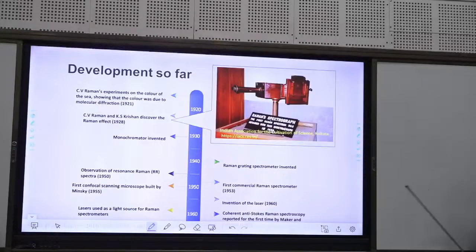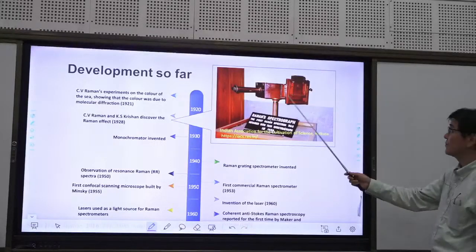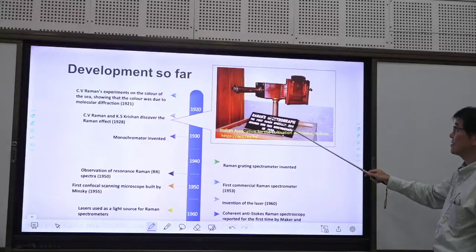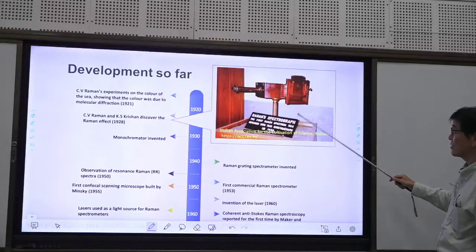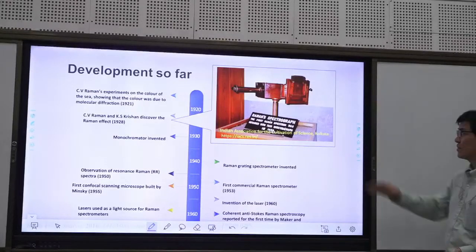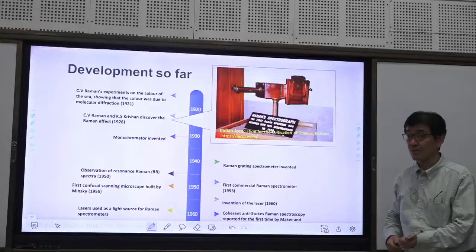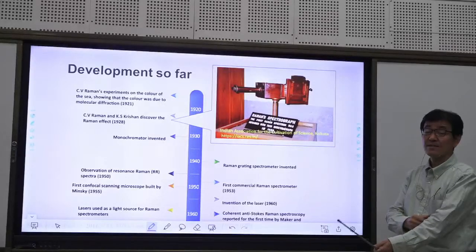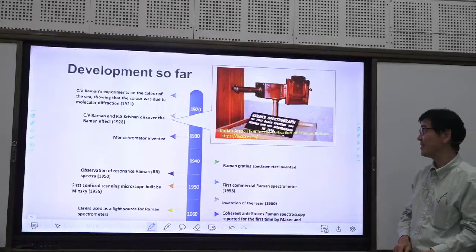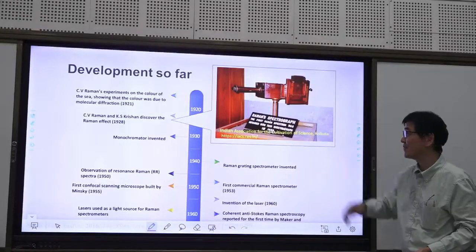At that time, he used these instruments. This is Raman's spectrograph, and you can find it in Kolkata. I want to visit there, but I had no chance this time. And you will probably have many chances as long as you are in India, so please visit and see it.